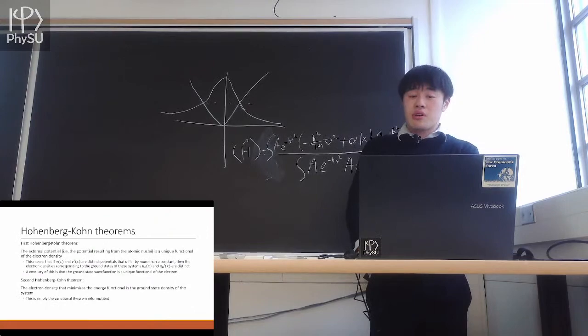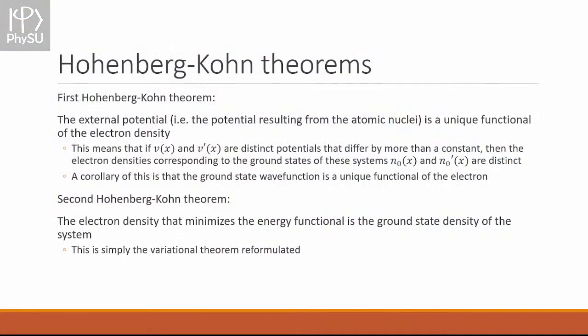So essentially, the first Hohenberg-Kohn theorem tells us that the external potential. Here, the external potential for a chemical system is essentially, in the Born-Oppenheimer approximation, the potential from the atomic nuclei. So the first Hohenberg-Kohn theorem tells us that the external potential is a unique functional of the electron density.